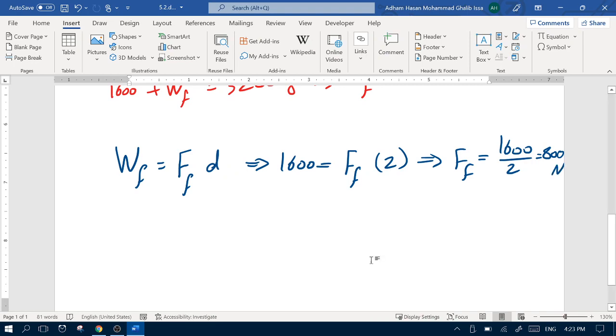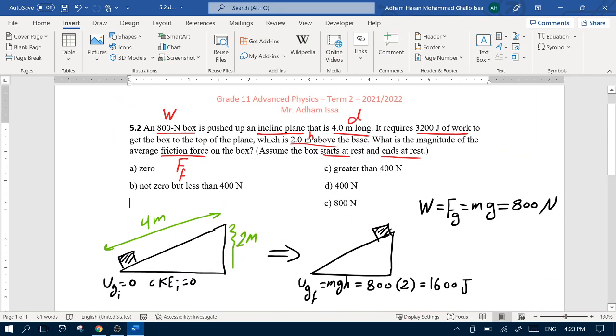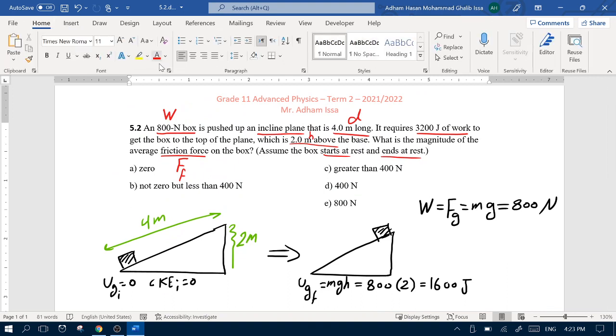And if you go back to the options you have in here, you can simply find that the answer was option B. This is the correct answer.